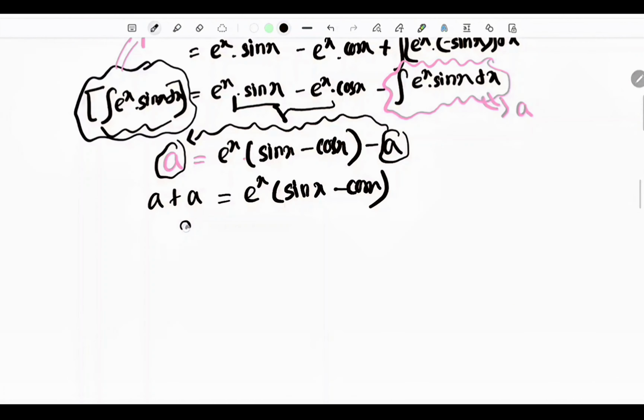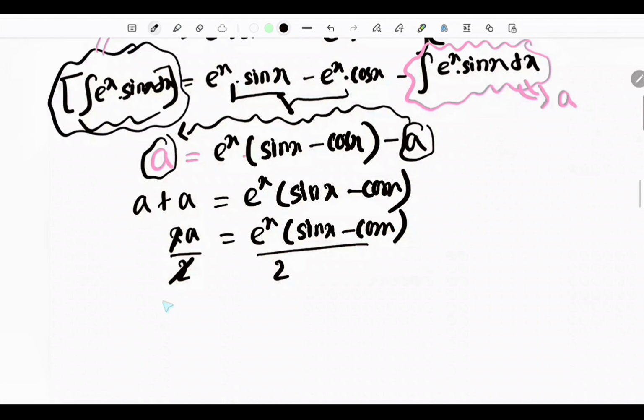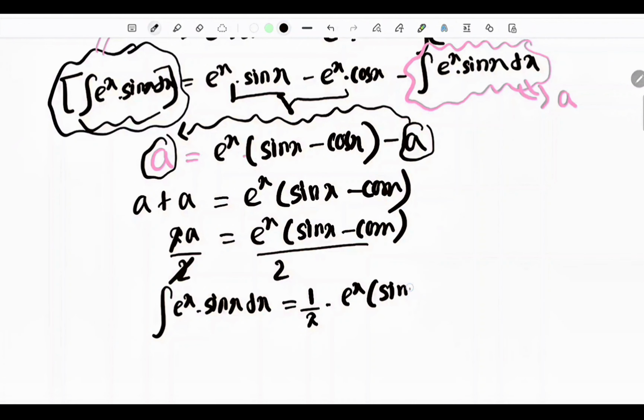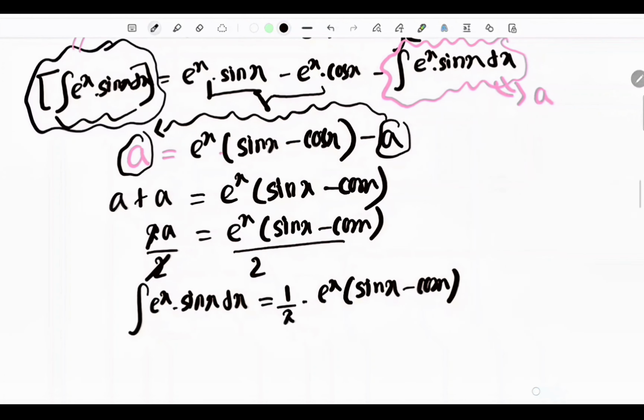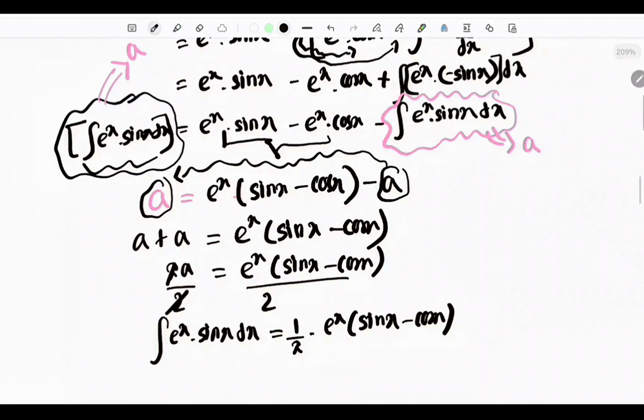In this way, you can isolate a on the left hand side, and a is what we're looking for as the answer. Then we can divide both sides by 2, and what is the expression behind a? That was the integration of e^x times sin x dx, and it equals half times e^x (sin x minus cos x). Then would I say this is the final answer, or did we make any mistakes?